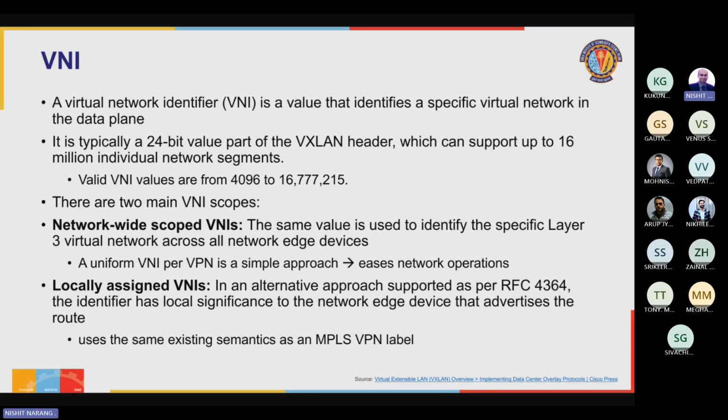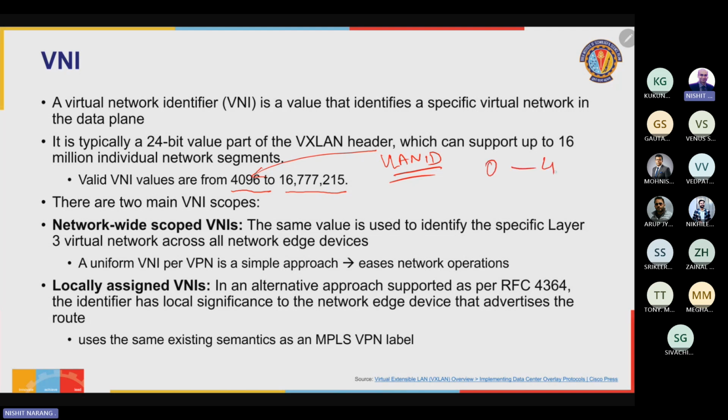Okay. Anyway, so VNI, as we've already mentioned, is an identifier in the VXLAN header that identifies the tenant virtual network. In the overlay part, it identifies an overlay network over the underlay network. It's a 24-bit field value. Valid values as per the specification are from 4096 to 16,777,215. Now, I'm not sure what is the reason for not starting from zero.